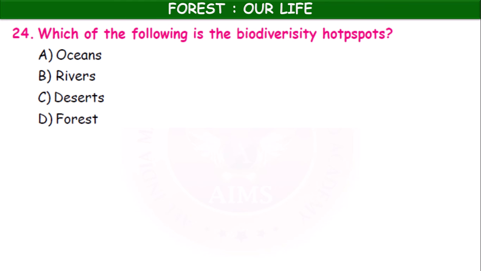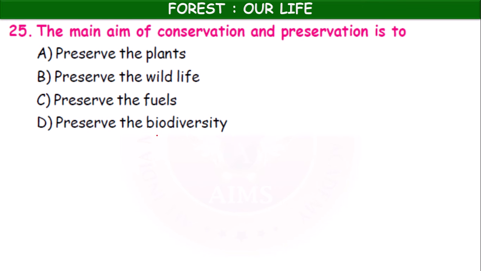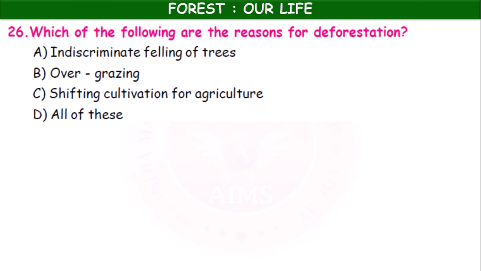Next, which of the following is a biodiversity hotspot? Oceans, rivers, deserts, forest. Forest is a good biodiversity hotspot. The main aim of conservation and preservation is to preserve the plants, the wildlife, the fuels, the biodiversity. It is the preservation of biodiversity. Which of the following are the reasons for deforestation? Indiscriminate felling of trees, overgrazing, shifting cultivation for agriculture, all of these. Yes, it's all of these.